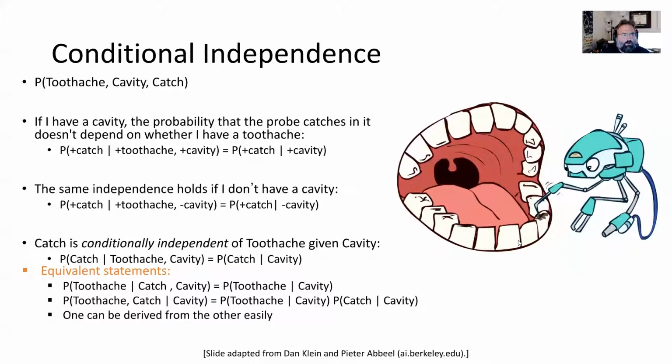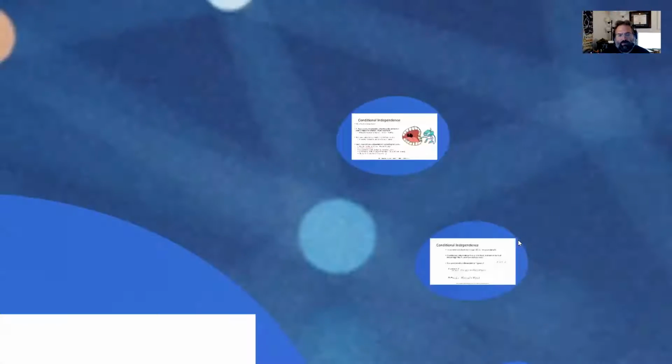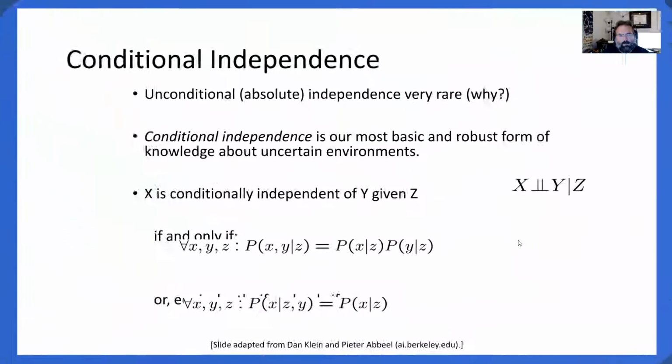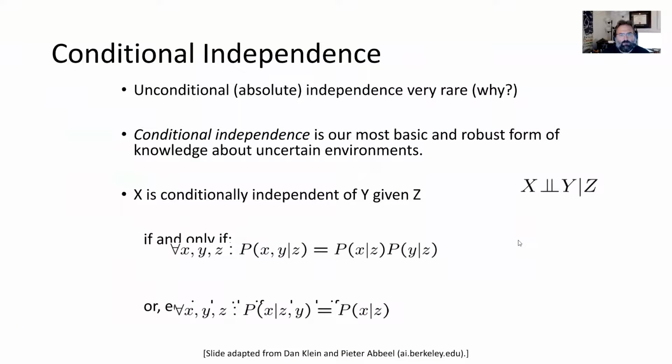So, the probability of a toothache and a cavity and a catch. I'm not sure exactly what the catch is, but anyway, if you have a cavity, the probability that the probe catches in it doesn't depend on whether I have a toothache, right? The same independence doesn't hold if I don't have a cavity. A catch is conditionally independent of a toothache given cavity. So the idea here is that there are sometimes things that are conditionally independent. Some additional discussion of the topic.